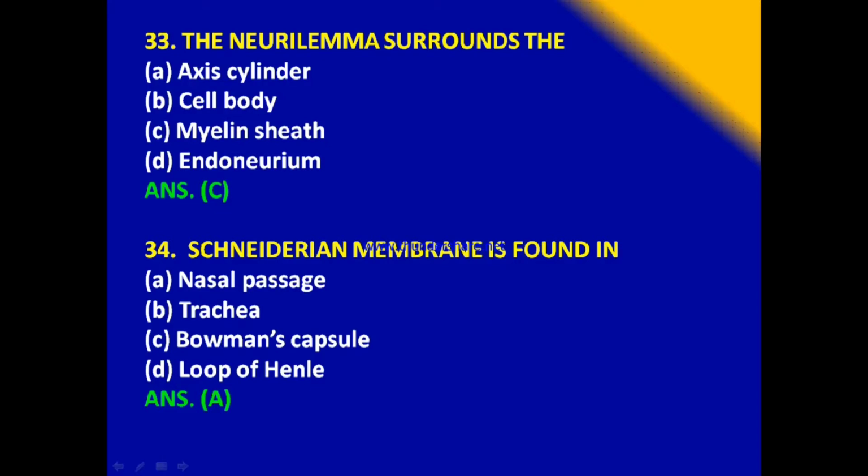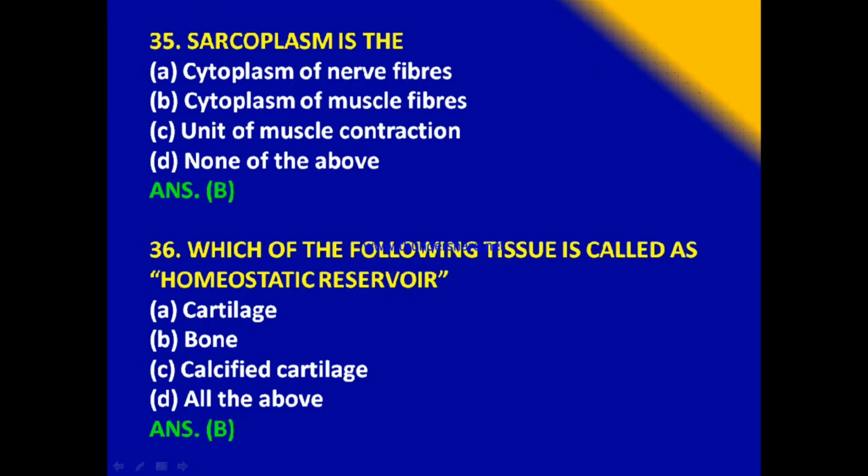Okay. So let's move to our 35 question. Sarcoplasm is the cytoplasm of nerve fibers, cytoplasm of muscle fibers, unit of muscle contraction or none of the above. So sarcoplasm is found in the cytoplasm of muscle fibers.